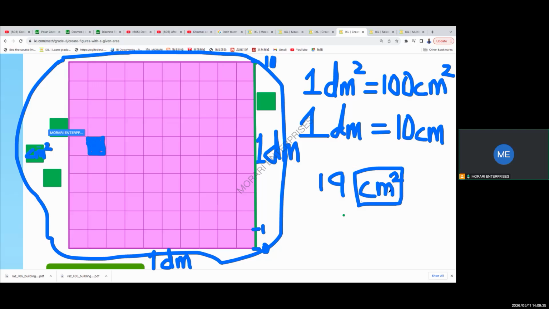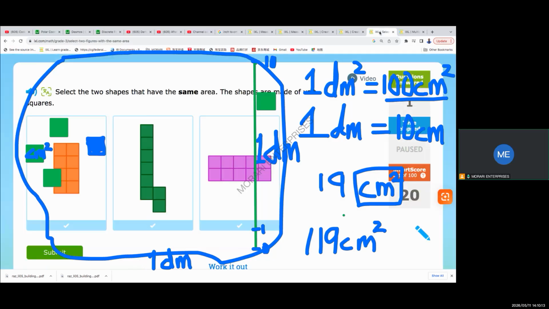All right. So instead of me saying that this area is 1 decimeter square and 19 centimeters square, I just change everything to centimeter square. So that is 100 centimeters square and 19 centimeters square. I have 119 centimeters square. So that I would know that is how many such squares can fill up this area, 119 of them. So that's how we express area.